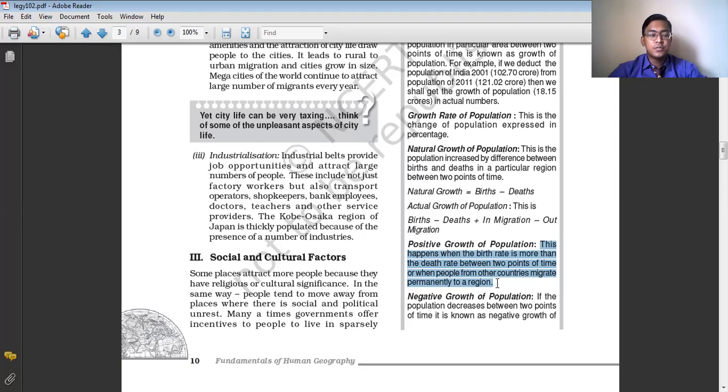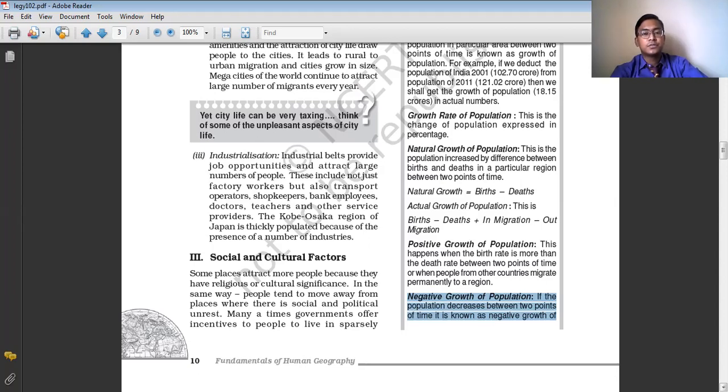So positive growth basically means whenever there is an increase in the population, and this increase may be because of increased birth rate and in-migration. On the other hand, negative growth of population refers to when the population decreases between two time periods. Instead of increasing, the population decreases. That is known as negative growth. If the population decreases between two points of time, it is known as negative growth of population.